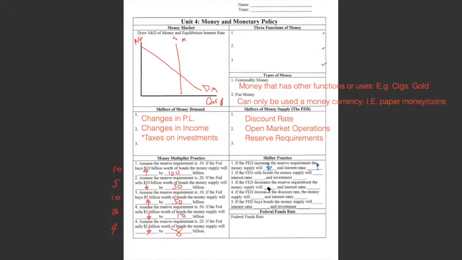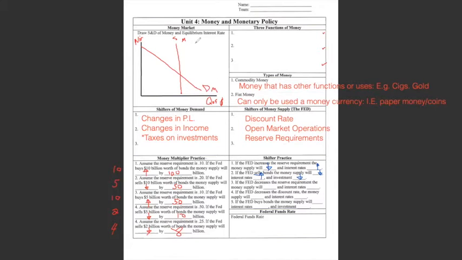Okay, next one. The Fed sells bonds. Sells bonds is going to be the same way. You're going to decrease the supply of money. That'll shift our supply to the left. So just like the first one, supply of money will go down. Interest rates go up. What happens to investments though? Because interest rates go up, investments go down.